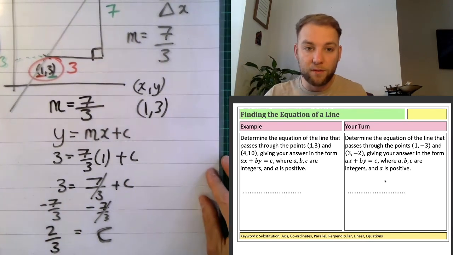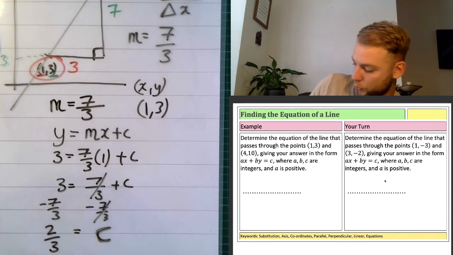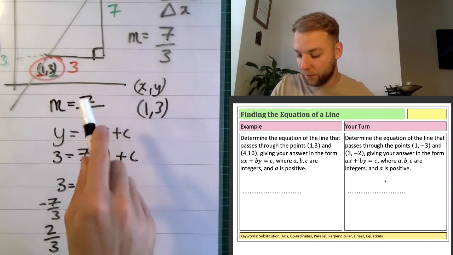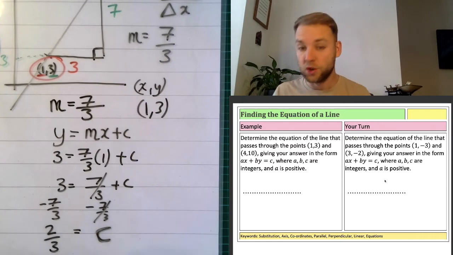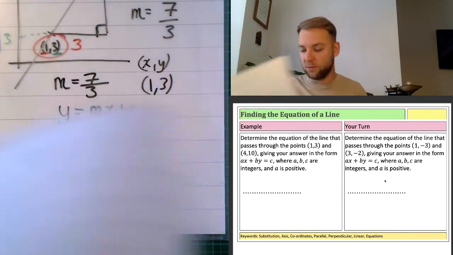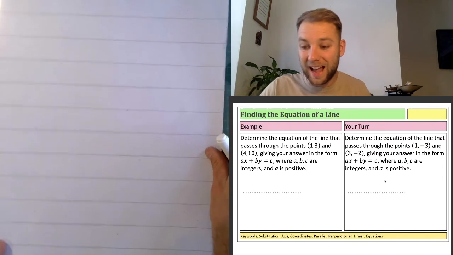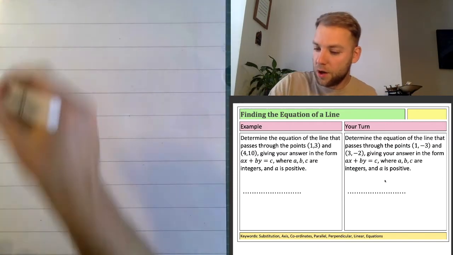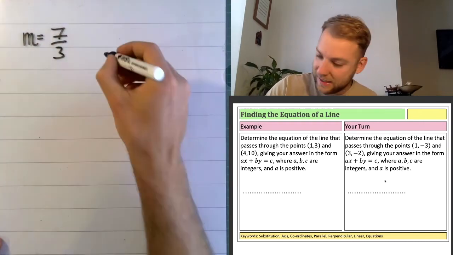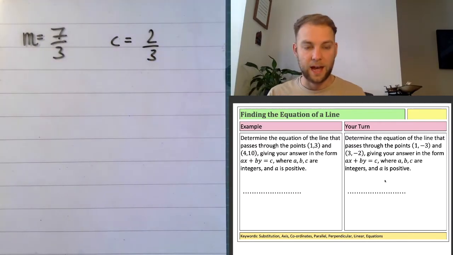Now remember that with this one, we still haven't finished. This here is just the c value. But we've got our gradient, which is 7 over 3. We now have our c, so we need to write it in the equation of the line. So this is where it gets a little bit different in this question, because it asks for it in a particular format. So we know that m is equal to 7 over 3. We know that c is equal to 2 over 3.